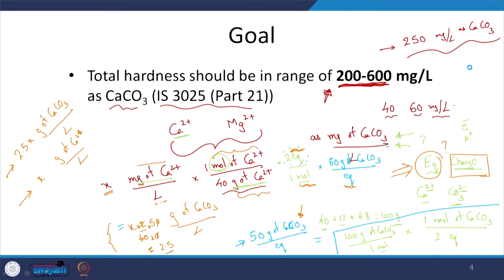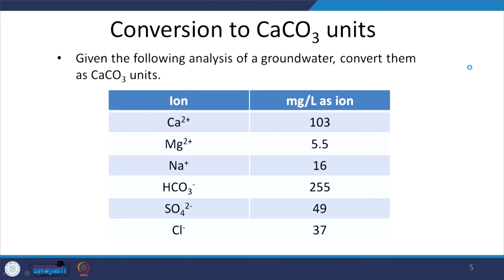So that's enough discussion about changing from one unit to the other. Now, conversion to CaCO3 units, let's see if we have an example here. We have different ions here and we want to convert them to CaCO3 units. So what is the approach everywhere? We just looked at that.